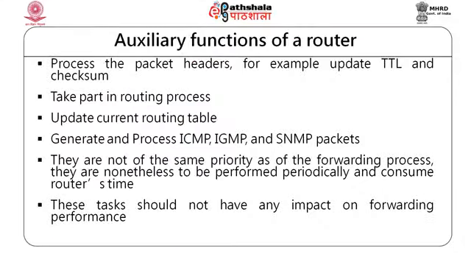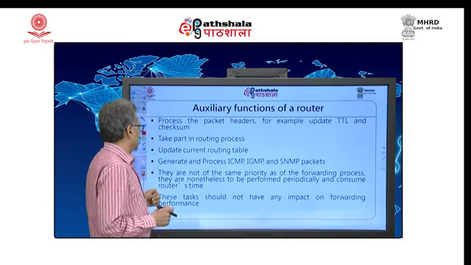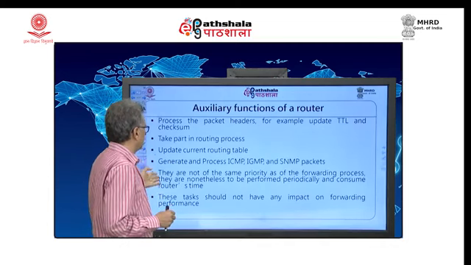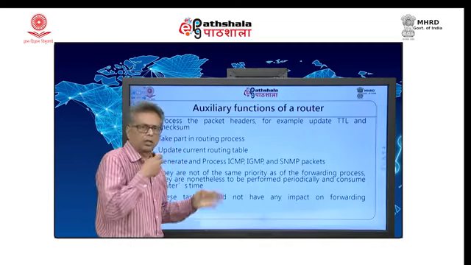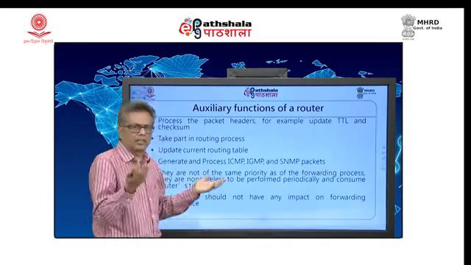Okay. Take part in the routing process, update the current routing table, generate ICMP. There is something called IGMP, Internet Group Management Protocol, that also works here. There is something called Simple Network Management Protocol. This basically is an application layer protocol, but you still need to manage a few things at the network layer. And these are obviously important, but not as important as forwarding, so they can take a back seat for a while, but then you will have to do it.